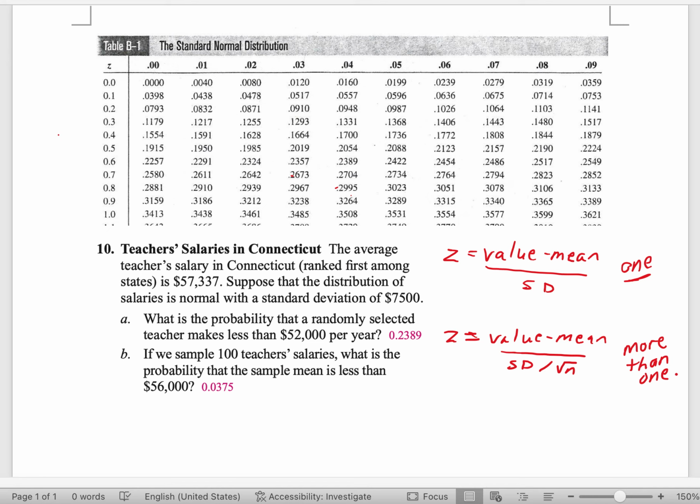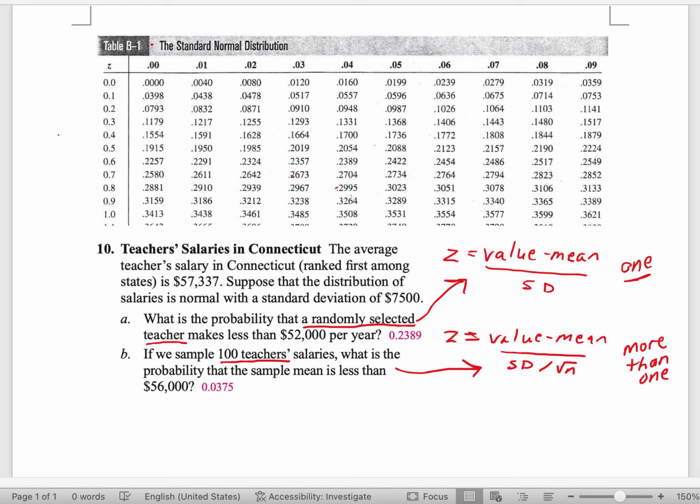All right, so our example over here, I'm going to look at part A. It says, what is the probability that a randomly selected teacher? Okay, so ask yourself, how many is a randomly selected teacher? That is one teacher, so I should be using that formula. All right, I look at part B. If we sample 100 teachers, okay, so that is definitely more than one, so I should be using that formula. Okay, that's the first thing. Can you look at it to make a determination on the formula that you need to work the problem?